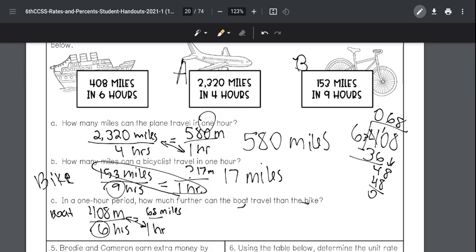But we want to know how much further the boat can go than the bike in 1 hour. So we have to do boat minus bike. So we have to do 68 minus 17 to figure out the boat can travel 51 more miles.